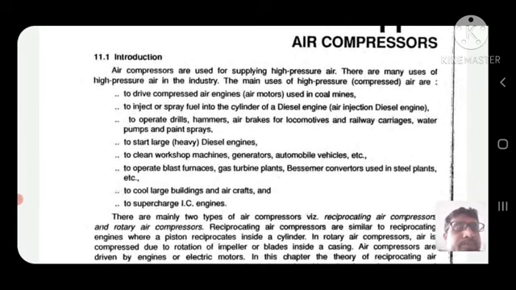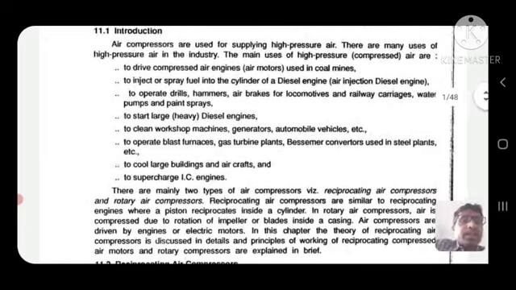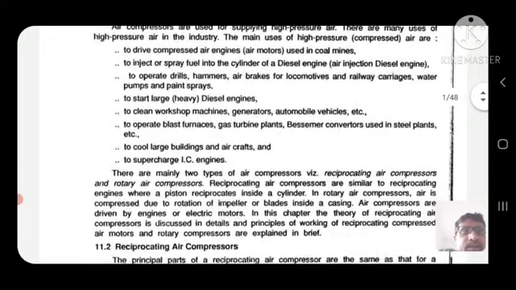Good morning. I am Mr. Dibyendu Mondal. Today I am taking a class on air compressors. Actually, air compressors are used for supplying high pressure air. There are many uses of high pressure air in the industry.